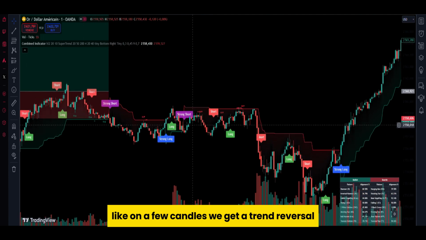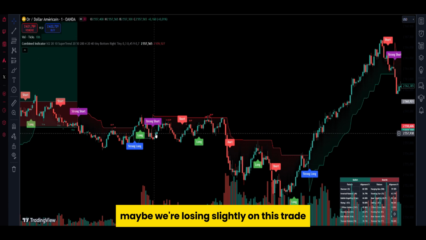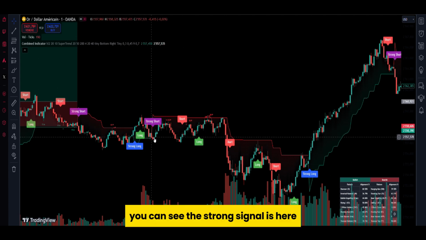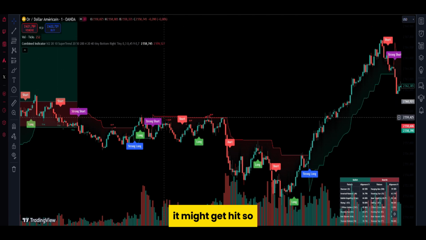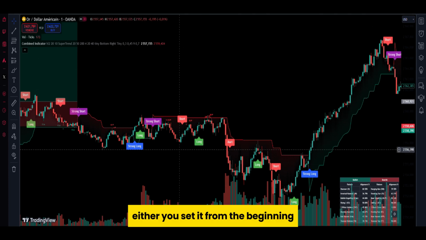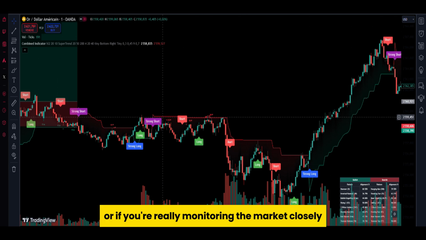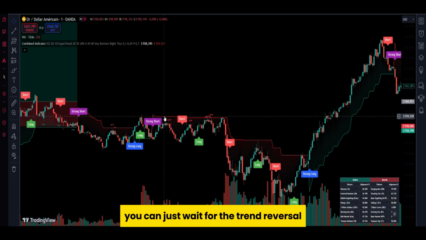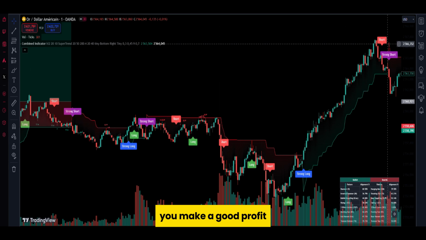We get a trend reversal. It's really ranging here. Maybe we're losing slightly on this trade. You can see the strong signal is here. And if we set our stop loss on this resistance, it might get hit. So this is why it's really important to set your stop loss strategy properly. Either you set it from the beginning, which is much simpler and safer, or if you're really monitoring the market closely, you can just wait for the trend reversal, which in this case would happen here. And then, bam, you make a good profit.